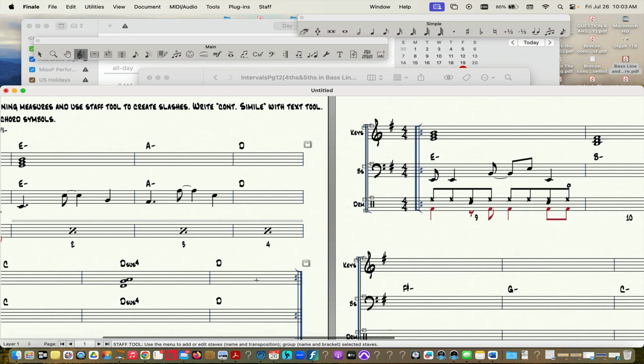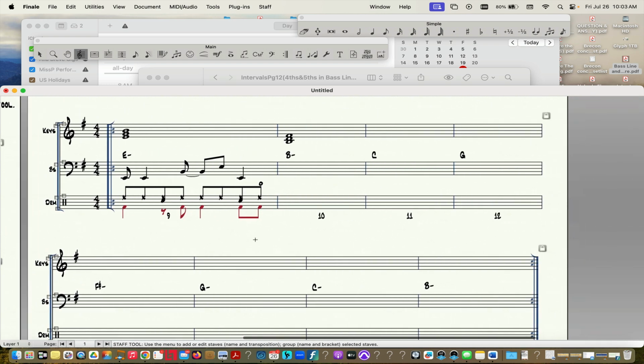On from there, right? And then when you've done that one, come over here and do this one. Same idea.